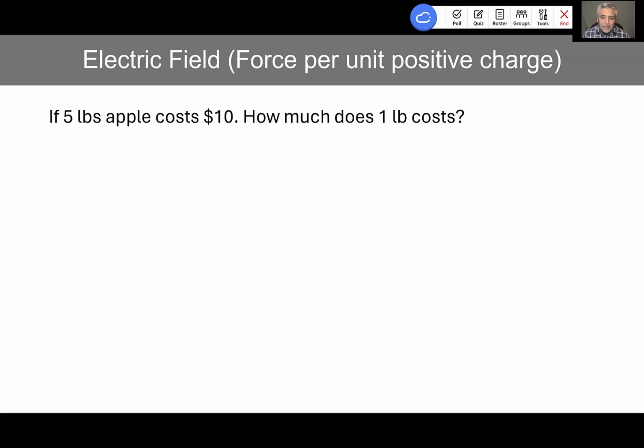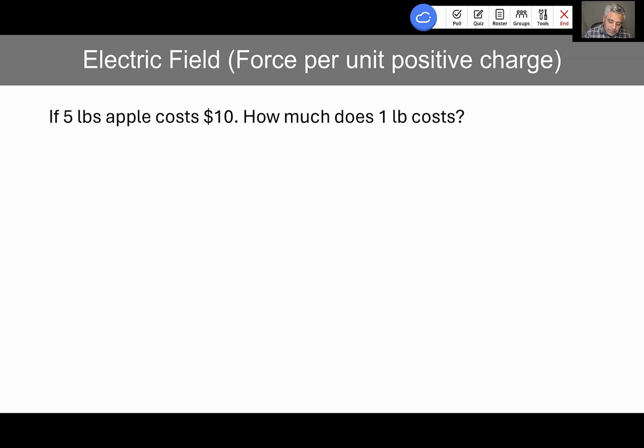So we learned about charges, and then we learned about forces between charges and how to calculate the force using Coulomb's law, right? Now we're going to talk about field. It is basically force on a unit charge.